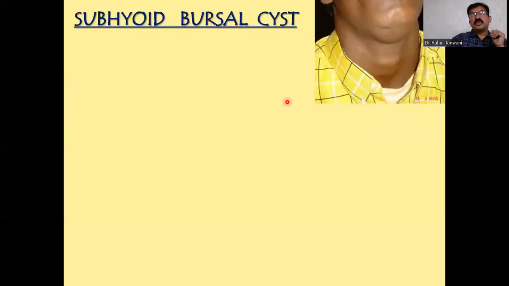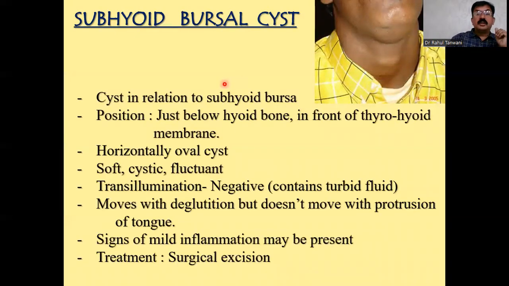Now, just a few words. At almost the same location, there is a swelling which is related to the subhyoid bursa. The sequence from up to down is hyoid bone, thyroid cartilage, cricoid cartilage. So beneath the hyoid, if there is a subhyoid bursa and it gets infected, it leads to a cystic swelling again in the midline of the neck, in relation to the subhyoid bursa. Position is just below the hyoid bone.